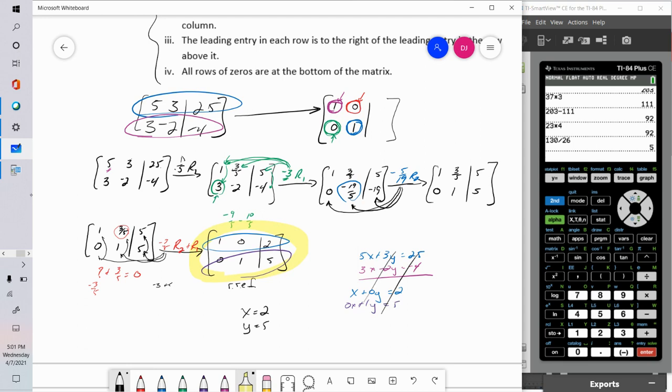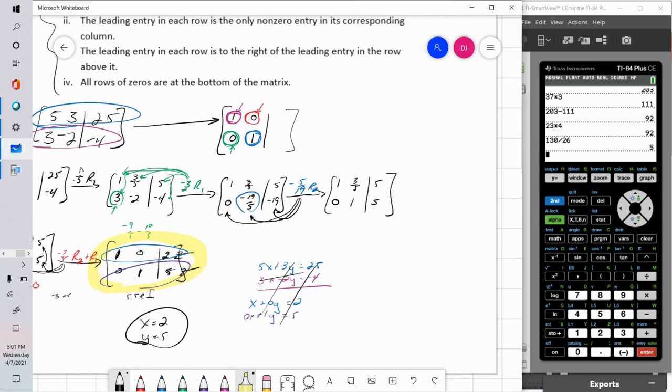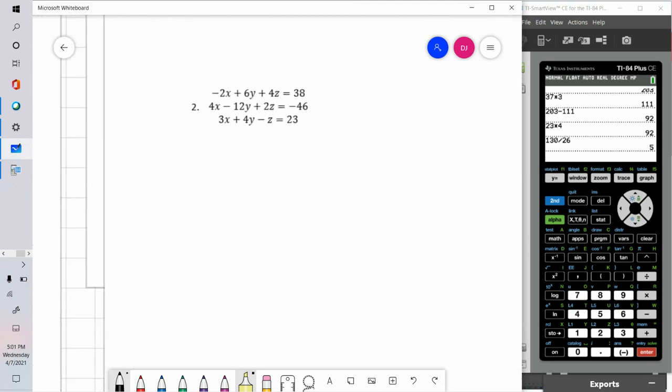I don't have to do all of this. I can just see x is 2, y is 5. And there's my solution. And that's what we got the previous time. That's a lot for one example. You can see that these take some time. Let's look at a next problem.